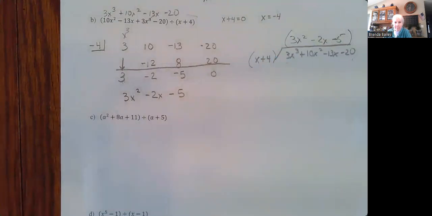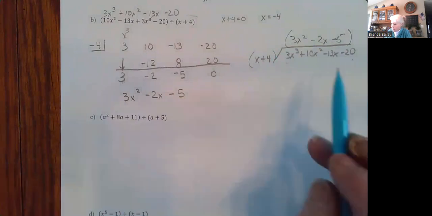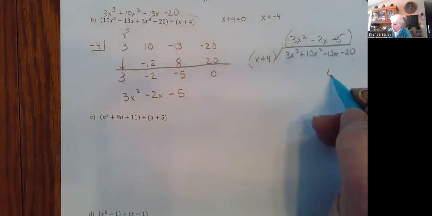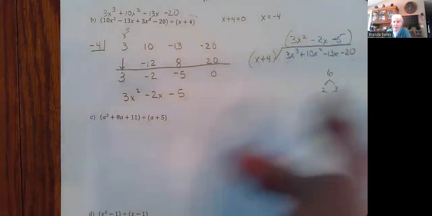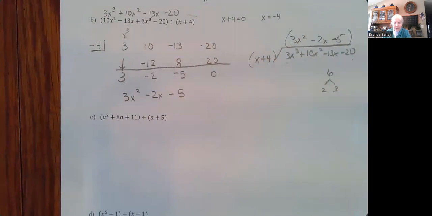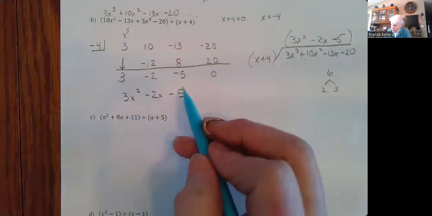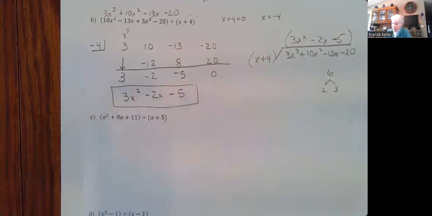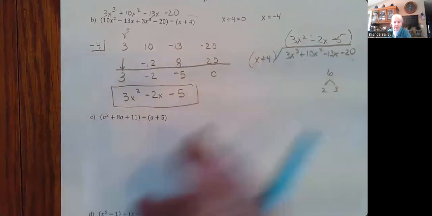All righty. So you've broken it into 2 parts. You've taken this and broken it into 2 parts, just like you can take a 6 and break it into a 2 and a 3. We've done the same thing. So this is our answer. That's our quotient right there. And this is just a way to check if you wanted to.